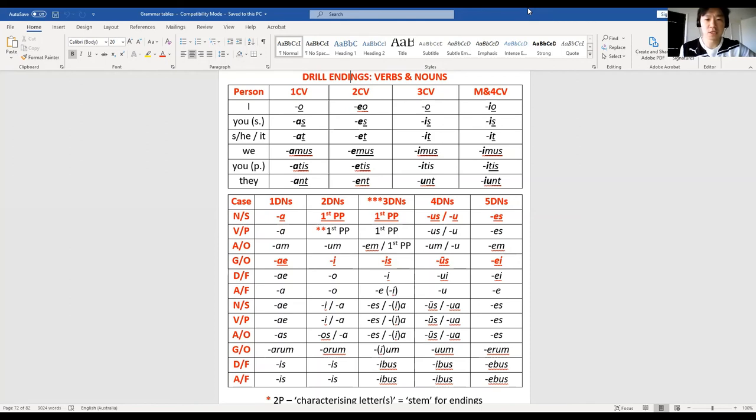Second conjugation, eo, es, et, emus, etis, ent. Third, ere: o, is, it, imus, itis, unt.